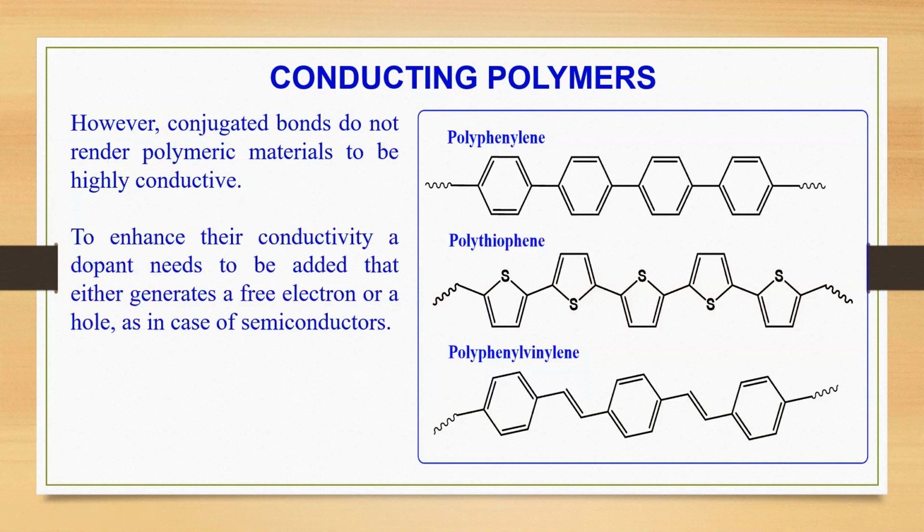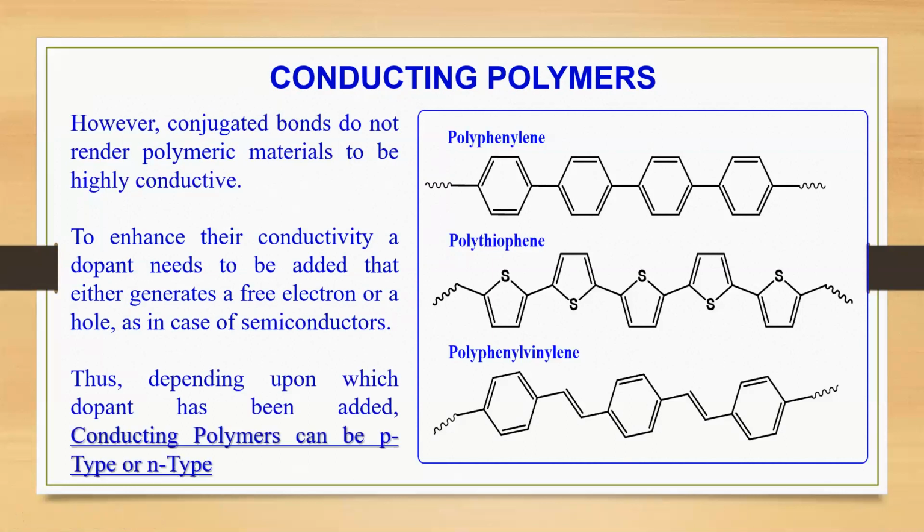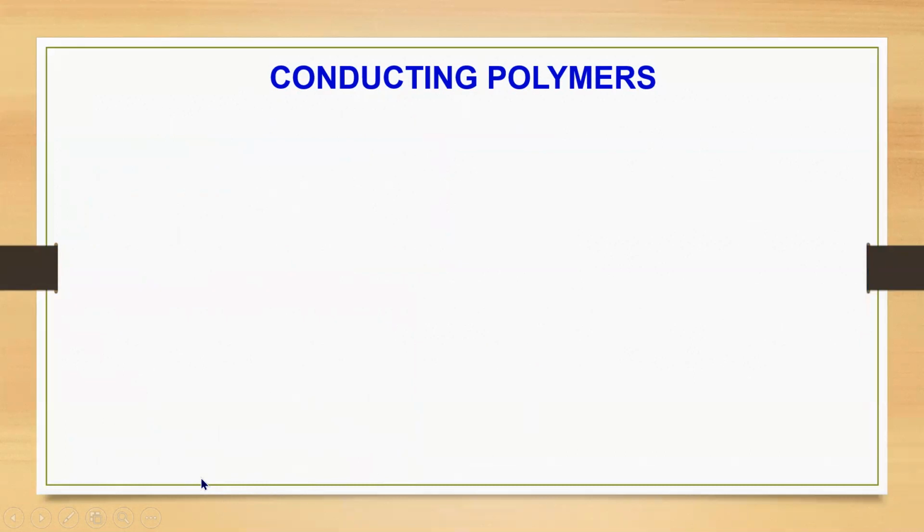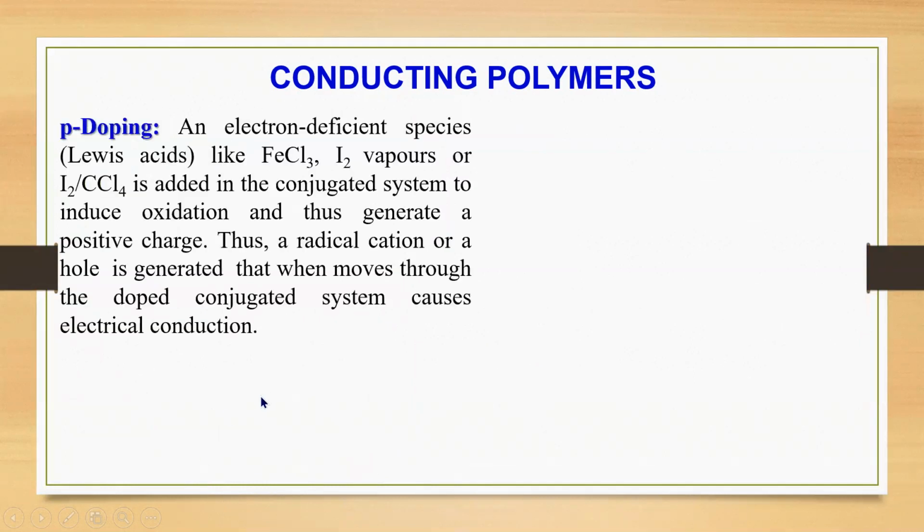And how do you enhance the conductivity? You generate either free electrons or holes, as we do in the case of semiconductors. Now, a dopant, as you all know, is something which actually contaminates it, right? So depending upon which kind of dopant you add, you get either p-type conductors or n-type conductors. Now let's get into the detail of what a p-type dopant is.